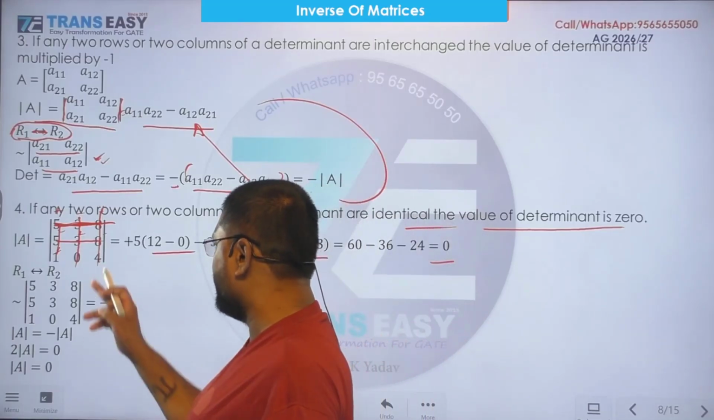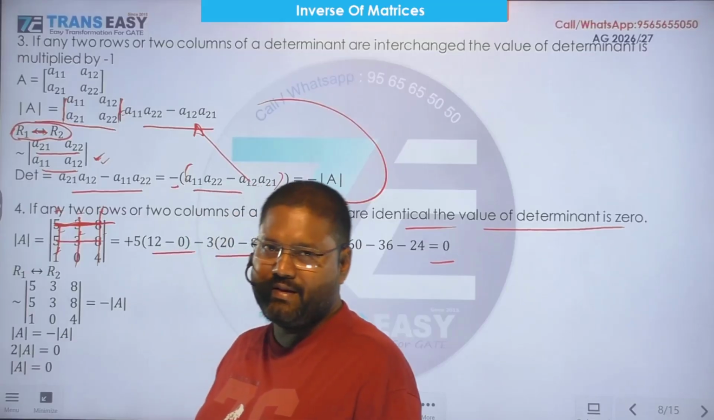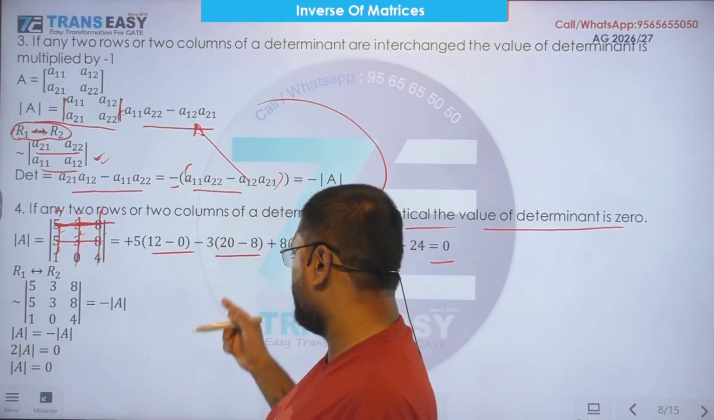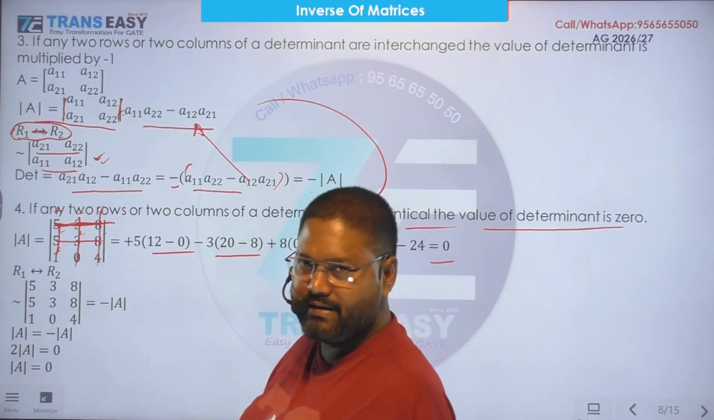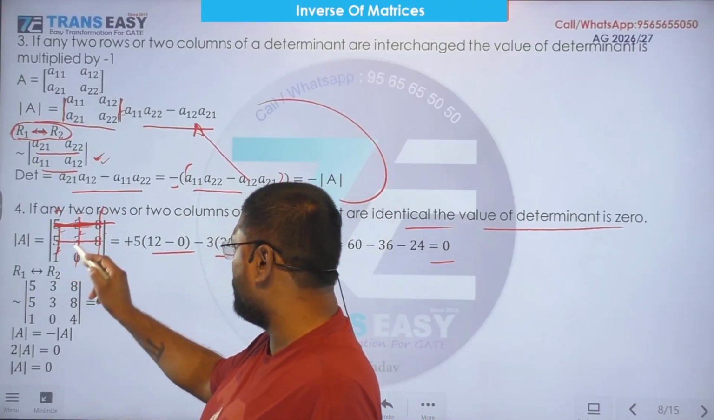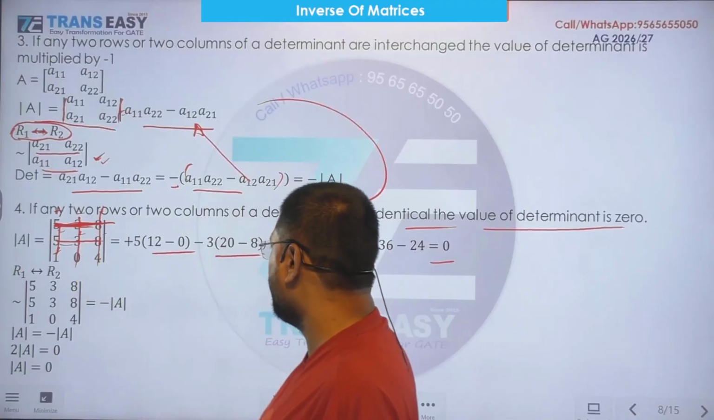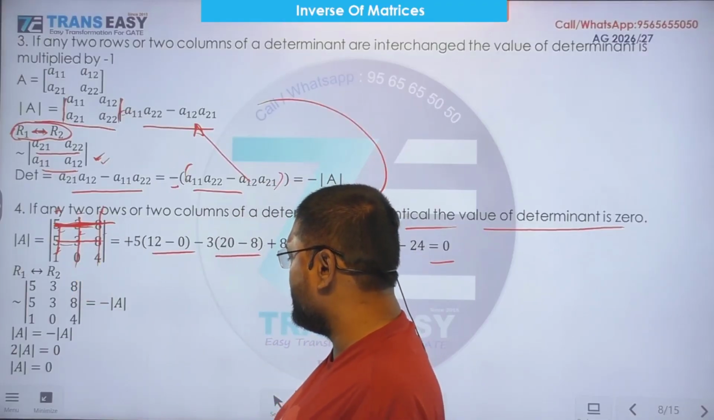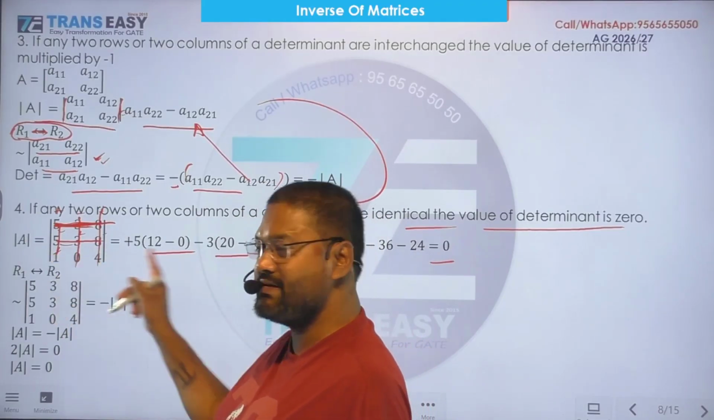Dear students, we can easily prove this without calculating its value. If any two rows or two columns of a determinant are identical, the determinant value is 0.